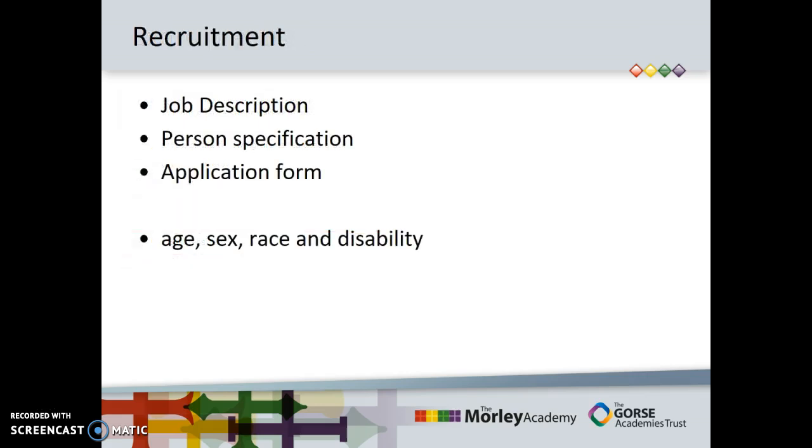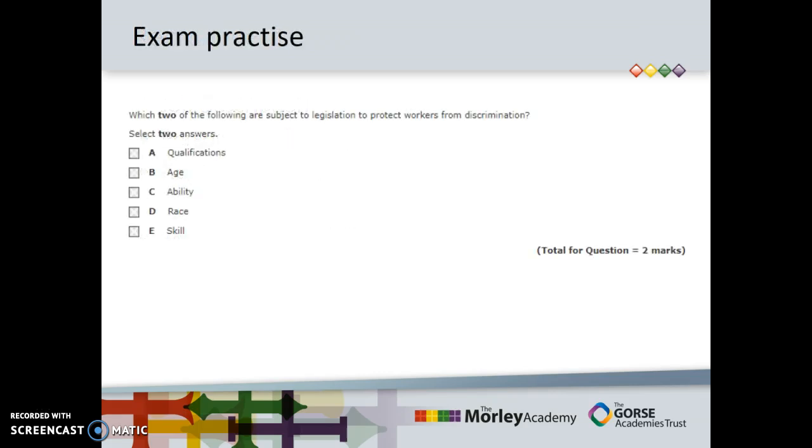Recruitment. Job descriptions, person specifications, application forms, and the way that you are allowed to discriminate against skills and attributes, so what people can do to the job. You can't discriminate against age, sex, race and disability. First question should be really, really straightforward. Have a quick look at it. Which things are workers protected from you discriminating against?